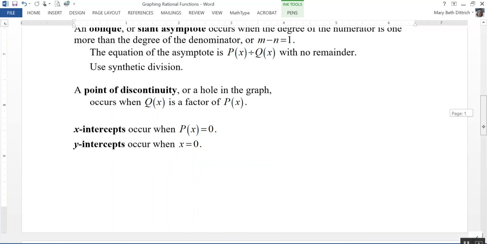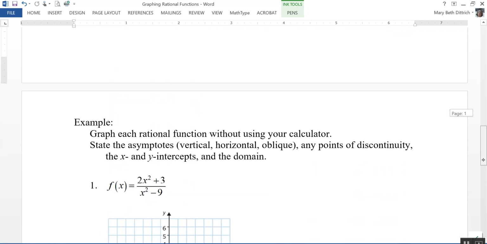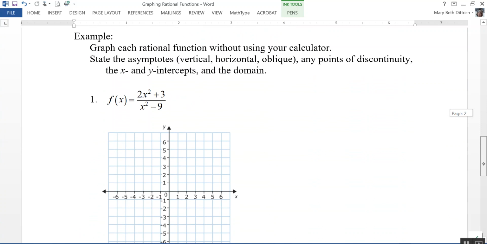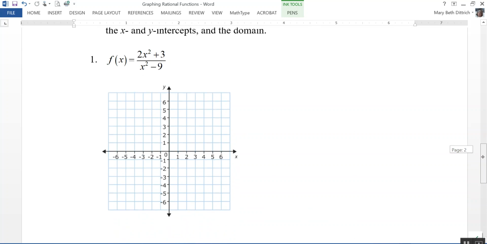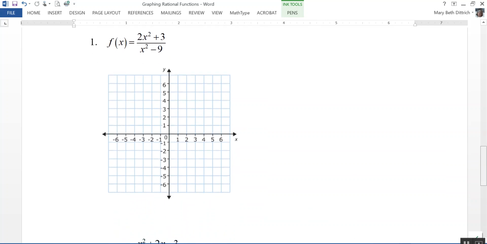So let's take a look at a couple examples here. We need to graph each rational function without using our calculator. We want to state the asymptotes, vertical, horizontal, oblique, any points of discontinuity, the x and y intercepts, and the domain. Now realize that a rational function may not have all of these, so we'll go through each one and see what it has.